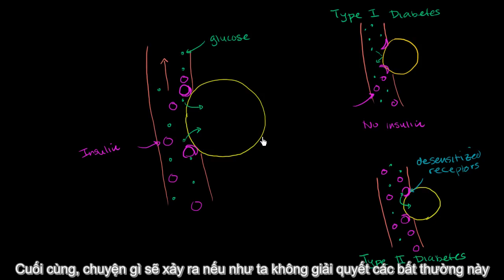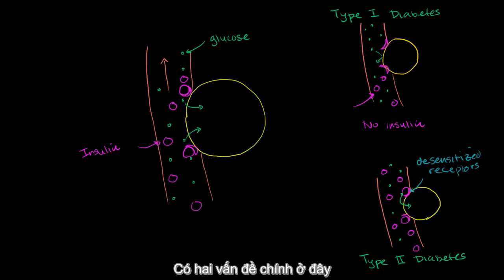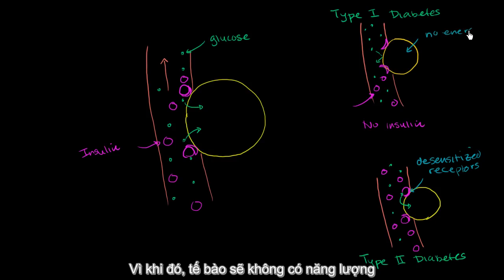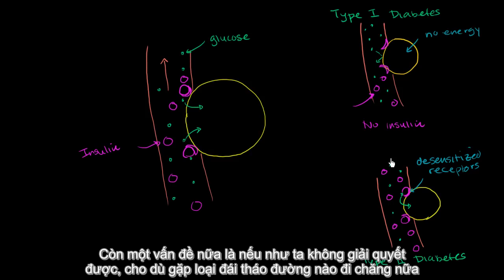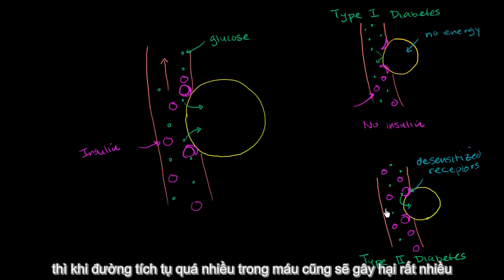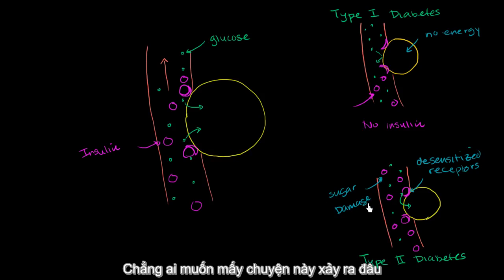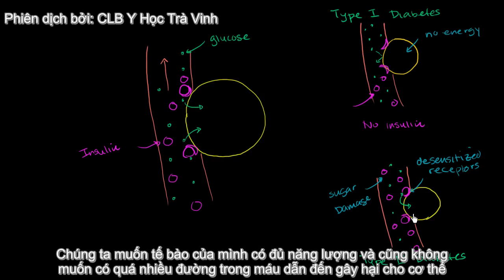And so the last thing I just want to think about a little bit is, well, what happens if you didn't do this? Well, there's two major problems here. Obviously, your cells can't function if they're not taking up glucose. So your cells will have no energy. And another problem, if you weren't to manage either one of these types of diabetes, is that sugar, if it gets to high enough concentrations in the blood, it can actually cause a lot of damage. So sugar can cause damage to the body. So you don't want either of these things happening. You want your cells to have energy, and you don't want to have too much sugar flowing in your blood and causing damage to your body.